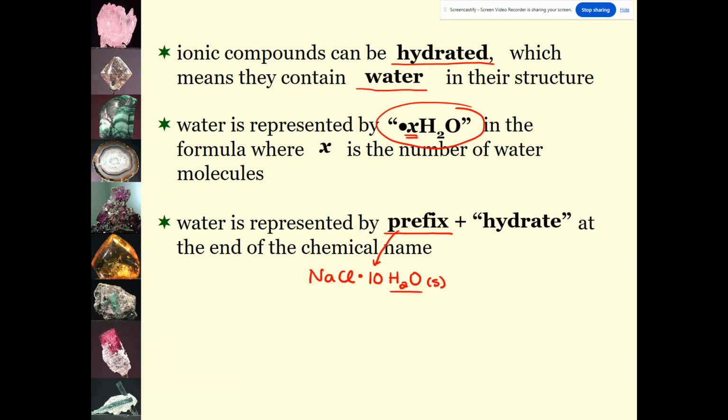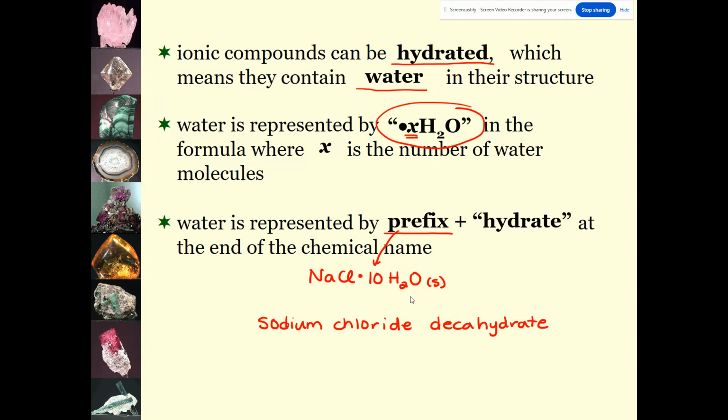And the water, again, is called hydrate. So the name of this compound would be sodium chloride. Again, my chlorine becomes chloride when it's an anion. And then a separate word would be decahydrate. The deca for 10 and the hydrate being the water. So sodium chloride decahydrate would be the full name of that ionic compound, that hydrated ionic compound.